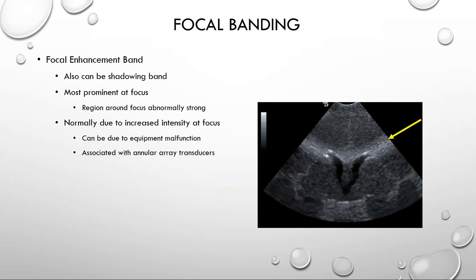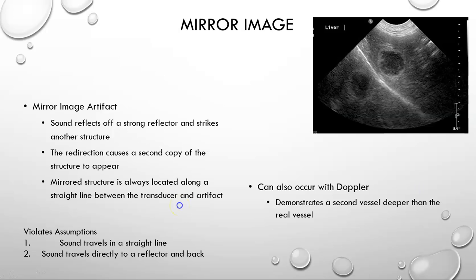Focal banding is a type of artifact that can occur. It can be a shadowing band or it can be an enhancing band. Typically this is most prominent at the focus because the signal that comes to the focus is much stronger than the other reflected signals. But it also can be due to an equipment malfunction. A dark band is often associated with annular array transducers and is the type of banding that is caused when their crystals fail. Also important to note is that nobody uses annular array transducers anymore.